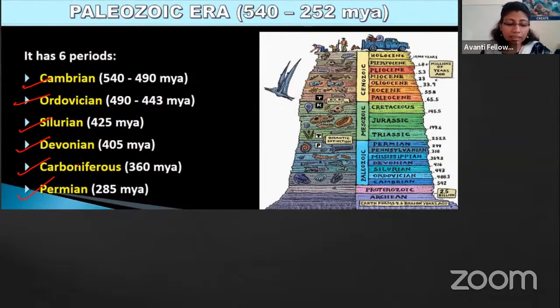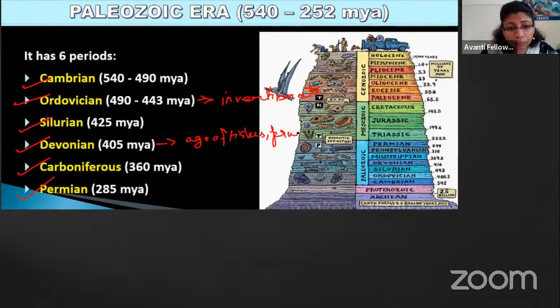These different periods are responsible for the origin of different ages. So the Ordovician period is the age of invertebrates. The Devonian period was the age of fishes, and here ferns also appeared. There was an abundance of ferns.